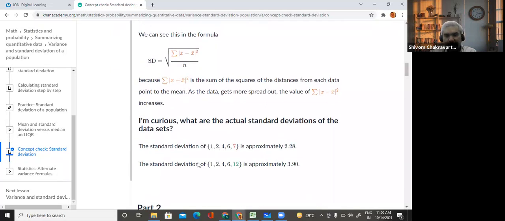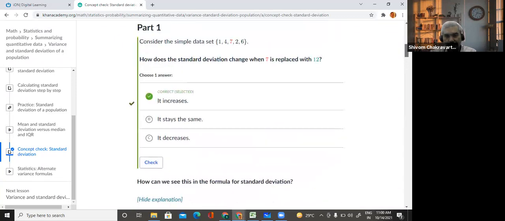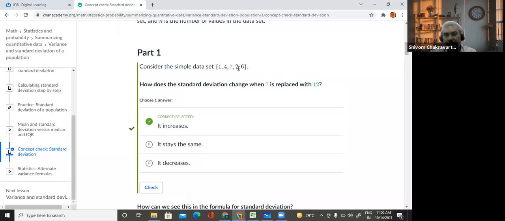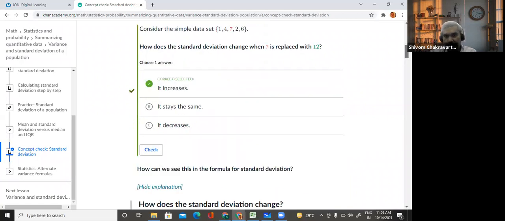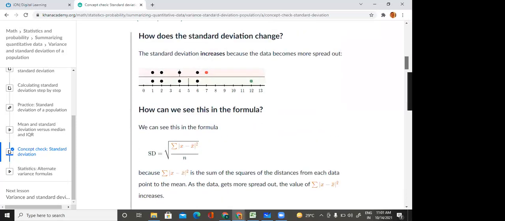So the actual standard deviation, if you calculate with 7, is 2.28. With 12, it is 3.90. So our logic is definitely correct. Each value becomes more distant from the mean if we include 12, although the mean also changes; the mean also becomes higher.